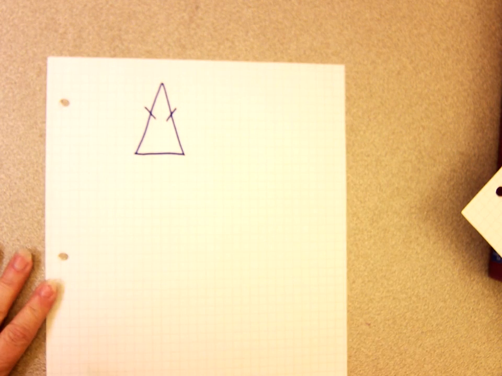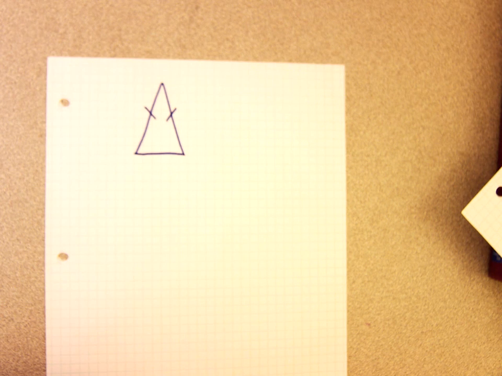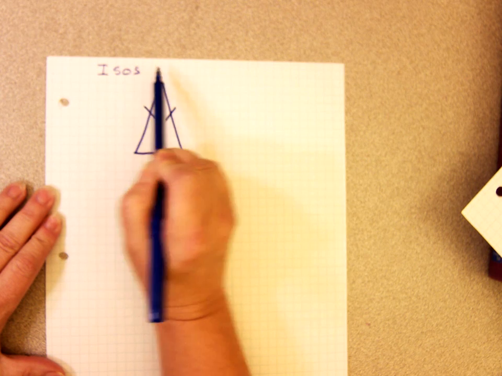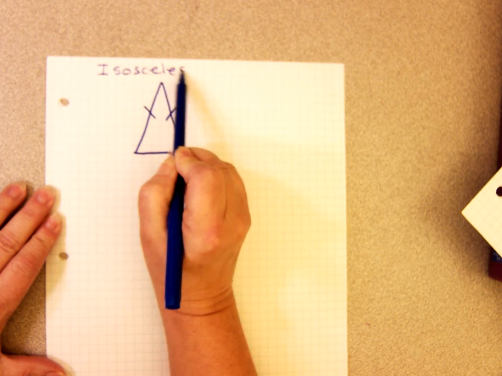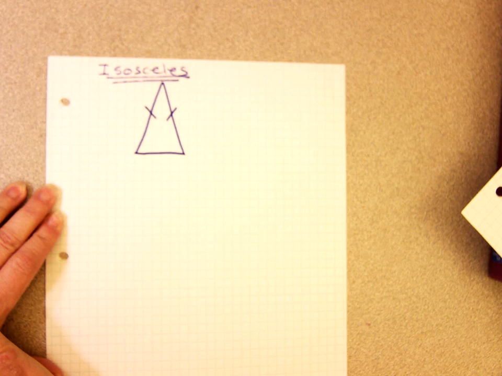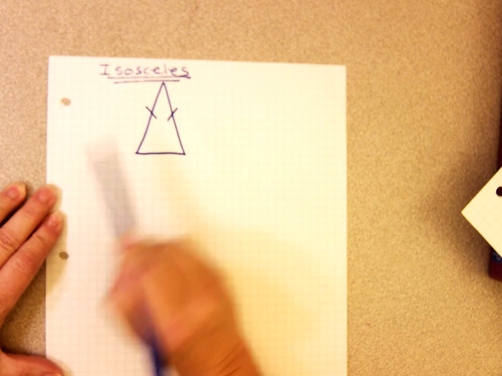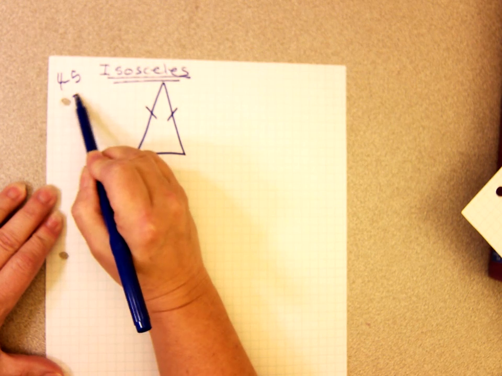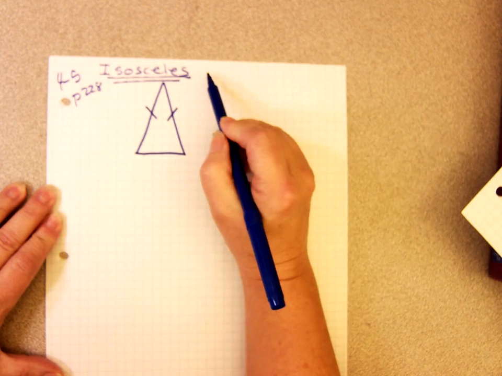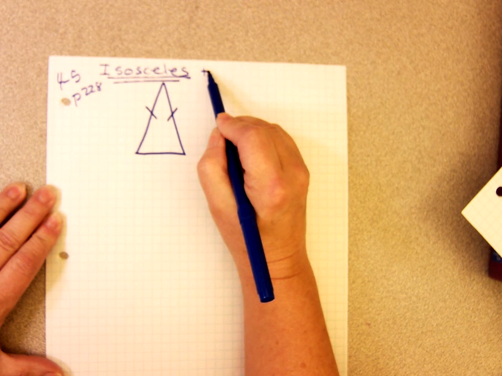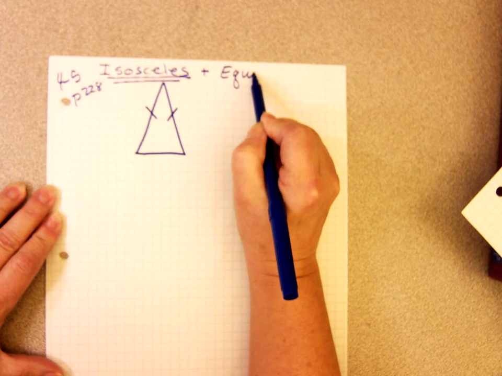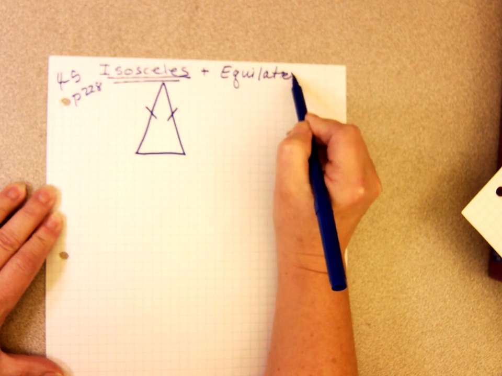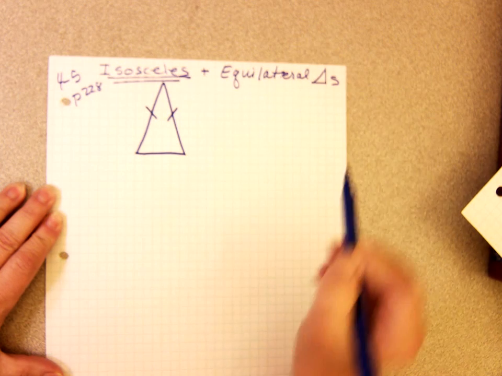Can anybody tell me what kind of a triangle this is? Correct. It's an isosceles triangle. It has two congruent sides. So this section, 4-5, on page 228, is about isosceles and equilateral triangles.